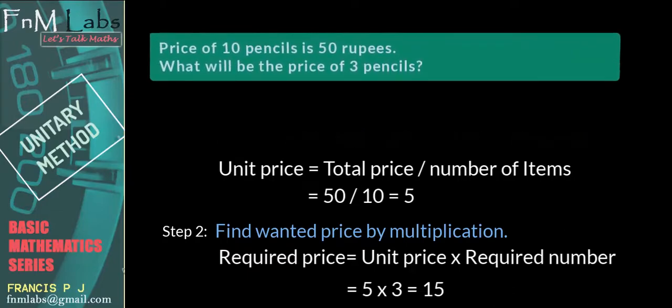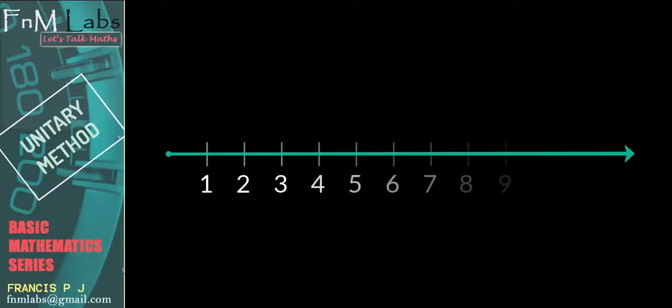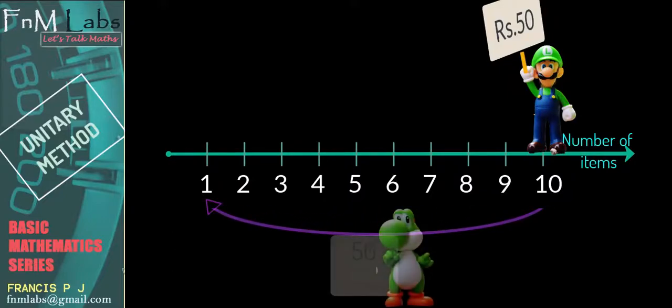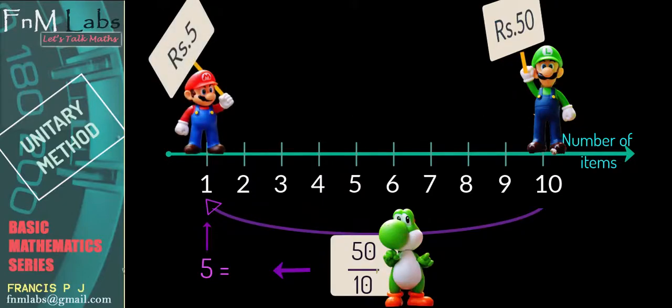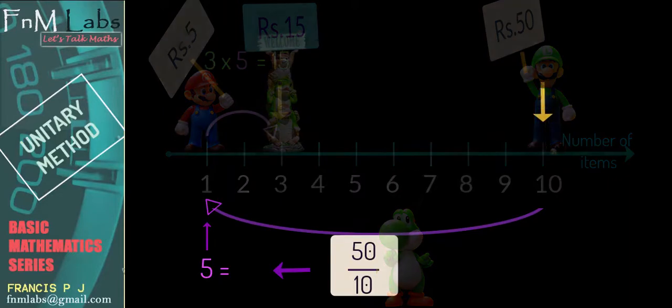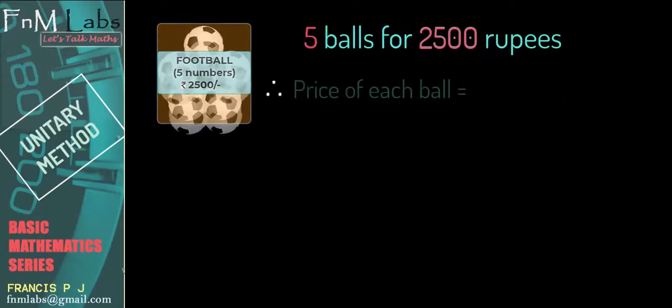If we think of a unitary method using a number line, we start with price of given number of items. Move to the price of one item by dividing it by the number of items. From the price of one item, we then move to price of required number of items by multiplication with the required number of items.